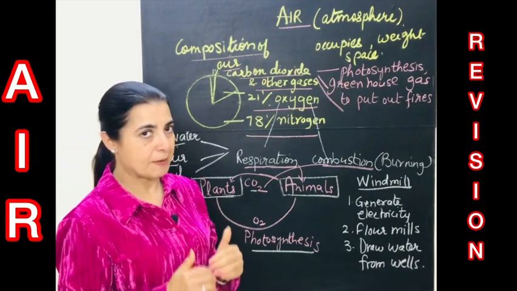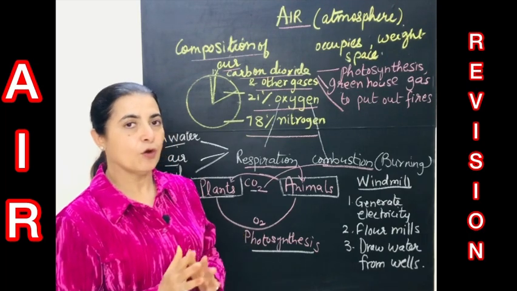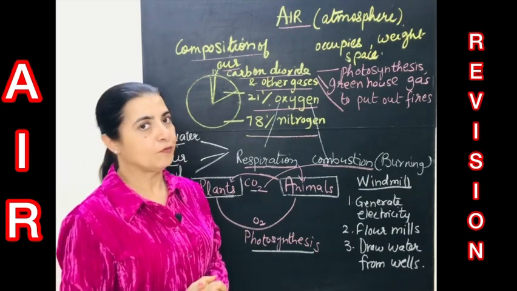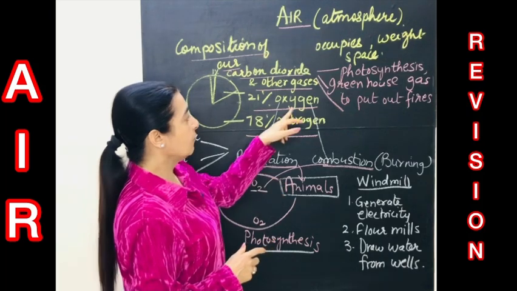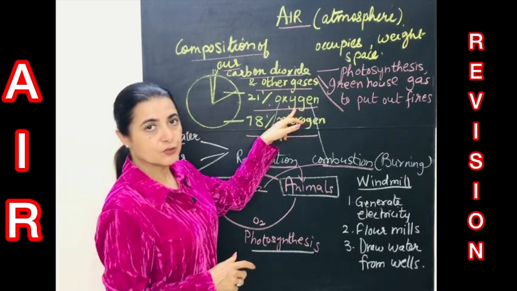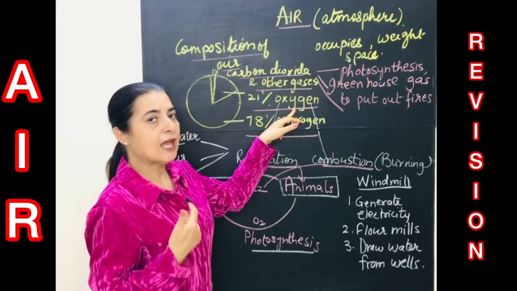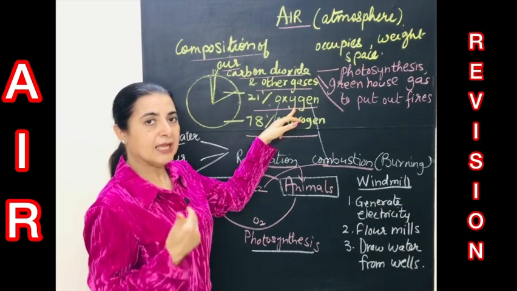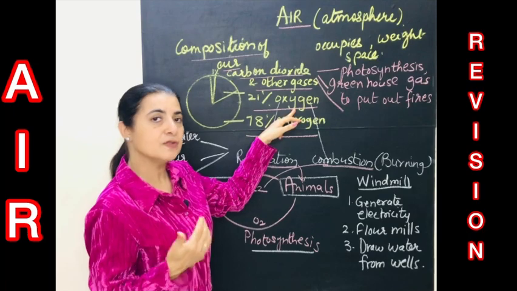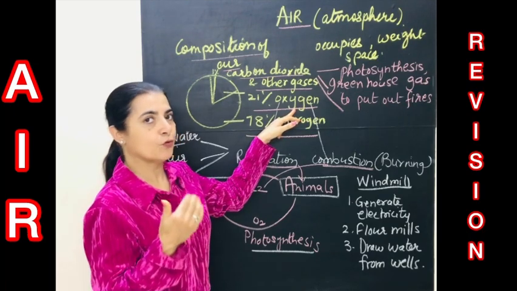Now, we have to remember the different uses of the various components of the air. Coming to the very important component, that is oxygen. Oxygen is very important for us. किस लिए? सांस लेने के लिए and for combustion or burning. In case you can't remember the word combustion, please remember that it is used for burning.